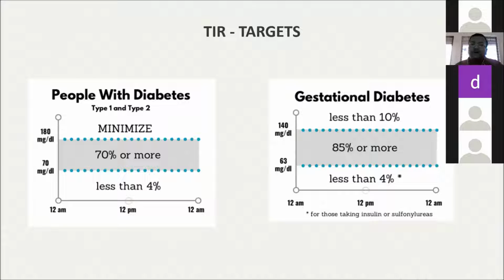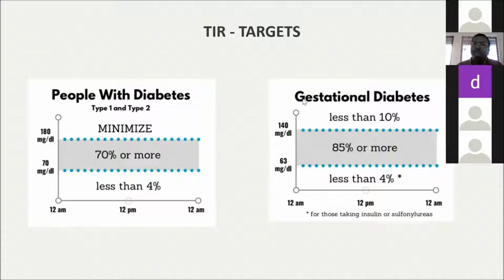So we come to the targets. What are your targets when we are talking about time in range? If we are talking about persons with diabetes type 1 and type 2, 70% of the time it should be within the target of 70 to 180. Less than 70, it should be less than 4%, and above 180, we should try to minimize.